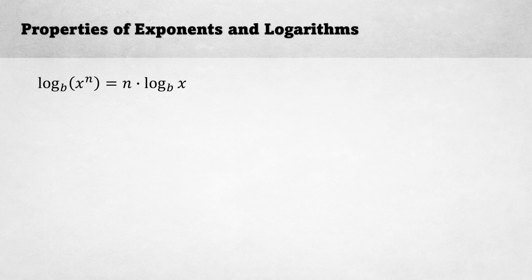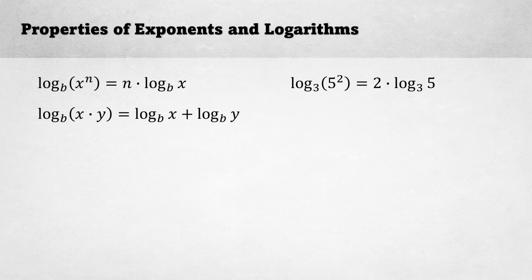Log base b of x to the n can be expressed as n times log base b of x. This is called the power rule of logs. For example, log base 3 of 5 squared can be written as 2 times log base 3 of 5. Log base b of the product of x and y can be expressed as log base b of x plus log base b of y. This is called the product rule of logs. For example, log base 3 of 5 times 7 can be written as log base 3 of 5 plus log base 3 of 7.